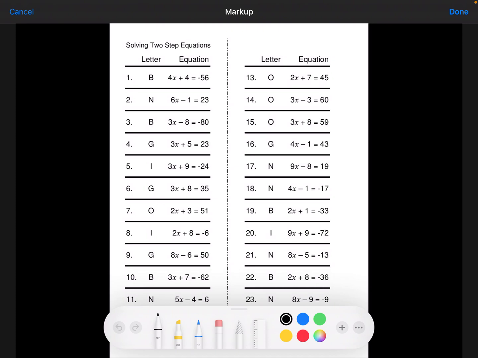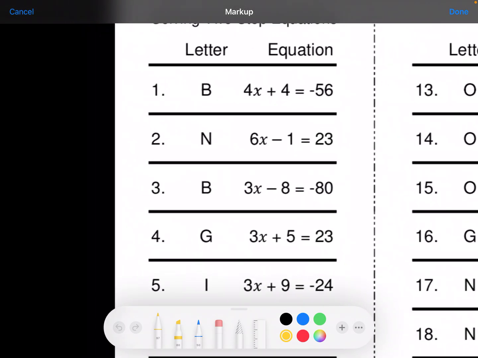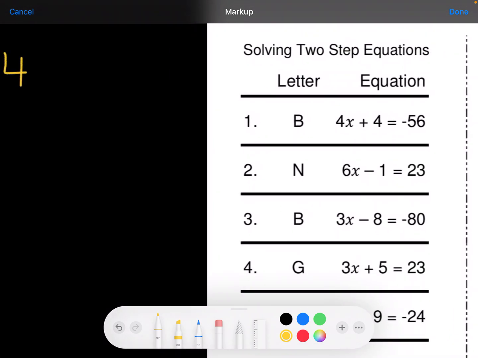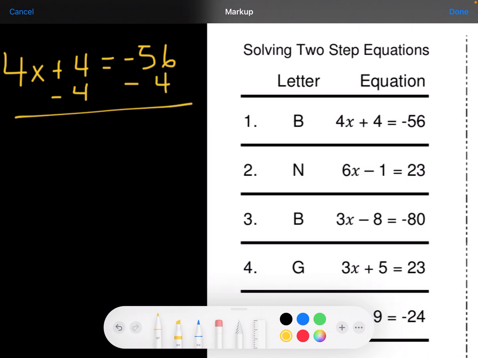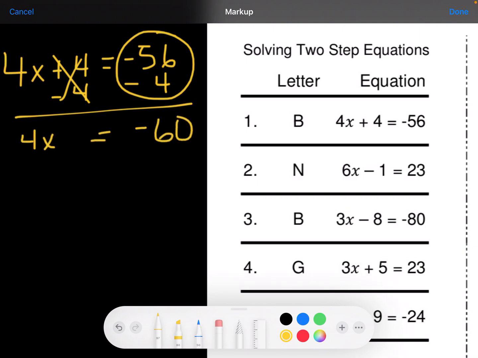So we have 4x plus 4 equals negative 56. So I'm going to subtract 4 on each side because I'm trying to get rid of what I've added or subtracted first. That's going to be my goal, is to get my variable by itself. So I cross that out just like I would with a one step, and my signs are the same, so I'm going to add them, and I get negative 60 equals 4x.